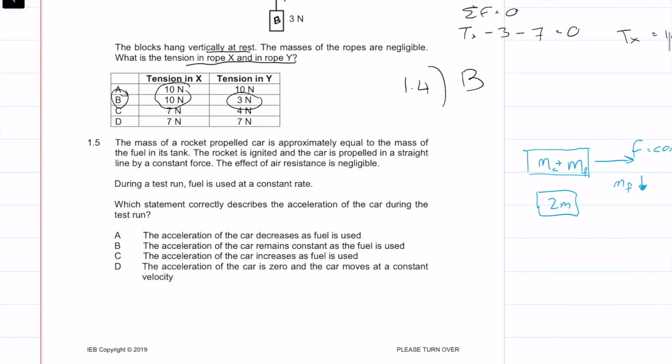So the acceleration of the car decreases, not correct. The acceleration of the car remains constant, not correct. The acceleration of the car increases as fuel is released, that is true. And the acceleration of the car is 0 as it's moving at a constant velocity. That is also not true because it's not moving at a constant velocity, it's experiencing a constant force. So our answer for 1.5 is C.